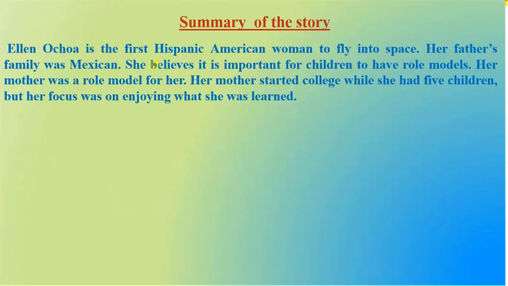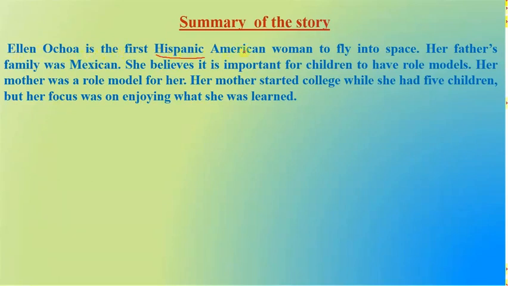Let's go to the summary of the story. In our story, a 5th grade student will interview an astronaut. Her name is Ellen Ochoa. Ellen Ochoa is the first Hispanic, and Hispanic means a person who can speak Spanish or who lived in Latin America and came or traveled to live in the United States.